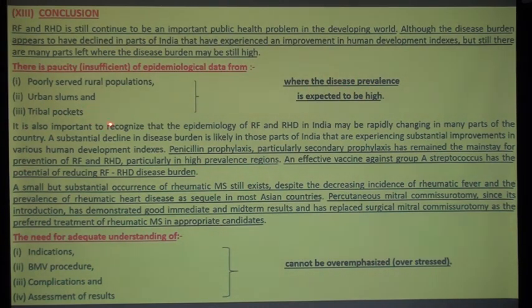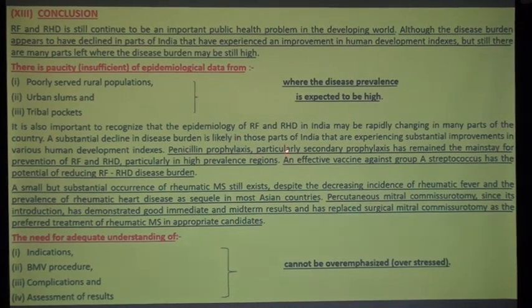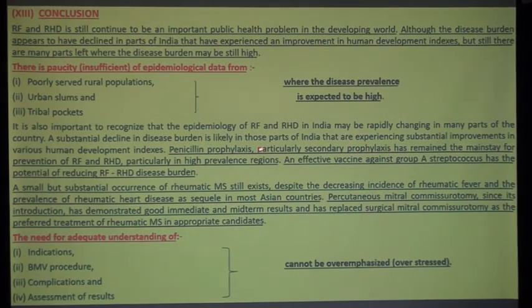It is also important to recognize that the epidemiology of rheumatic fever and rheumatic heart disease in India may be rapidly changing in many parts of the country. A substantial decline in disease burden is likely in those parts of India that are experiencing substantial improvement in various human development indexes. Penicillin prophylaxis, particularly secondary prophylaxis, has remained the mainstay for prevention of rheumatic fever and rheumatic heart disease, particularly in high prevalence regions.